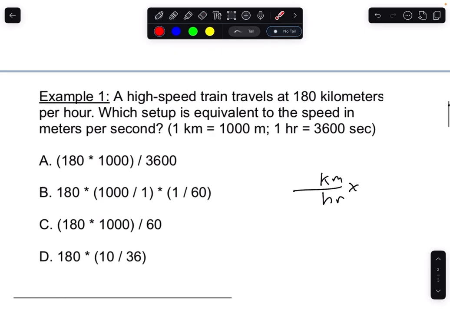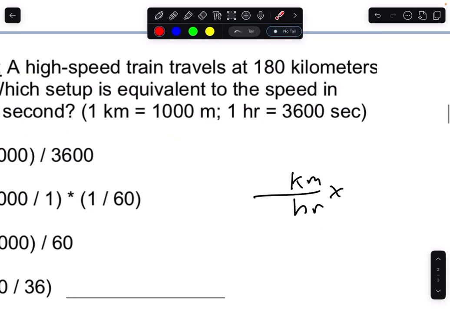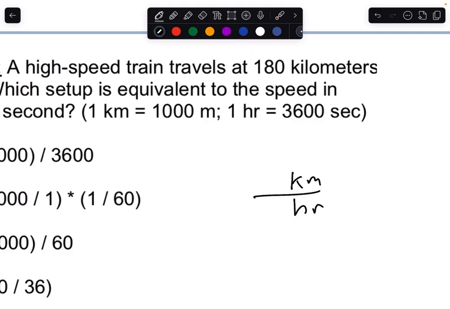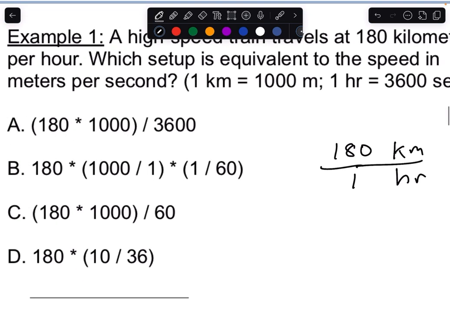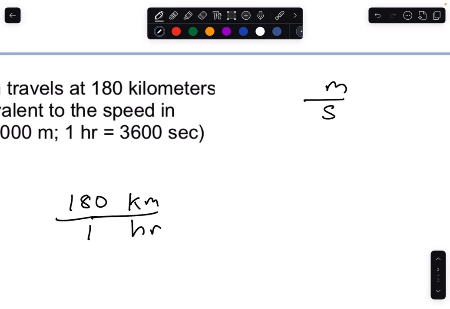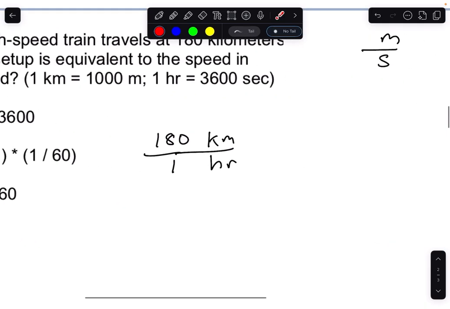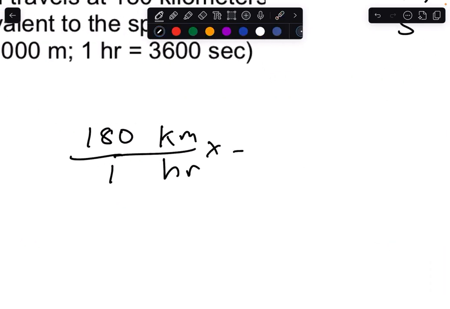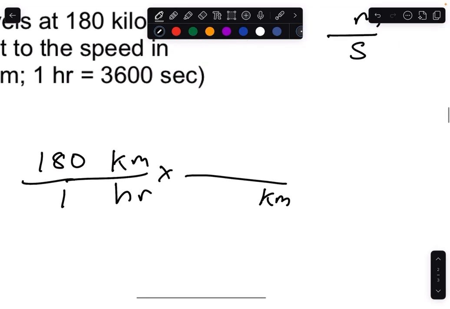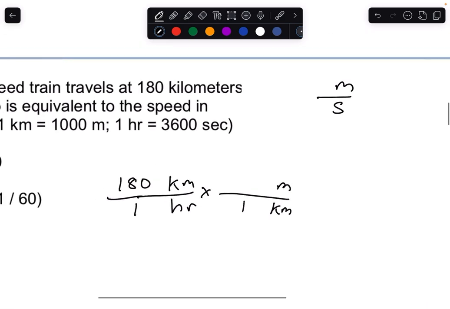Starting off, they gave me kilometers per hour, more specifically 180 kilometers per 1 hour. We want to end up in meters per second. Notice they give you some helpful information: 1 kilometer is 1,000 meters, and 1 hour is 3,600 seconds. So if we want to cancel out the kilometers on top, we put them on the bottom next, and we want to end up with meters, so we put it over meters. By definition, 1 kilometer is 1,000 meters.